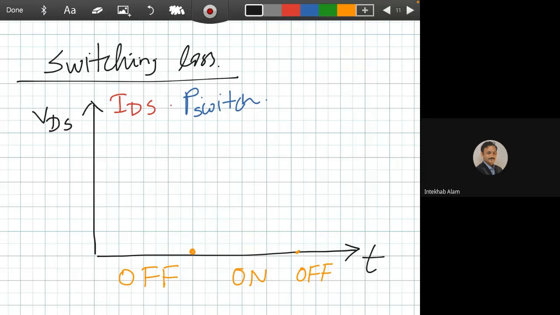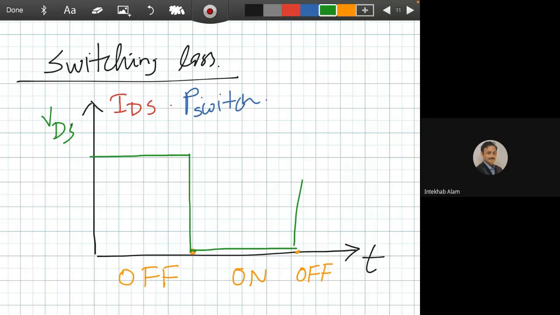Just a moment. I'll draw VDS in a green color, so it will be understandable. So when the switch is off, there is a VDS here. Is it understandable?